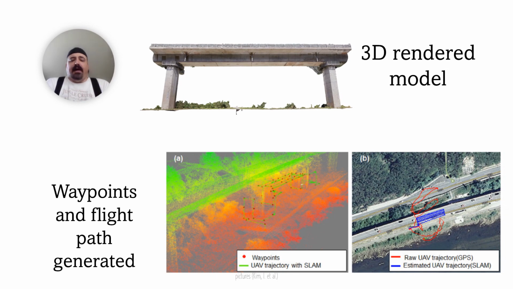After the initial flight, a 3D digital rendering of the bridge is made. This model allows for waypoints to be programmed. A flight path for the actual inspection flight is designed, and the UAS can fly according to the waypoints and the flight path in order to gather detailed images and measurements.